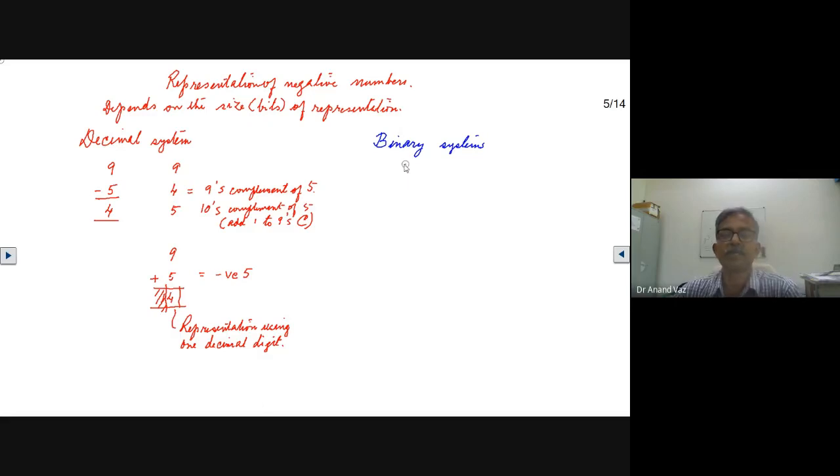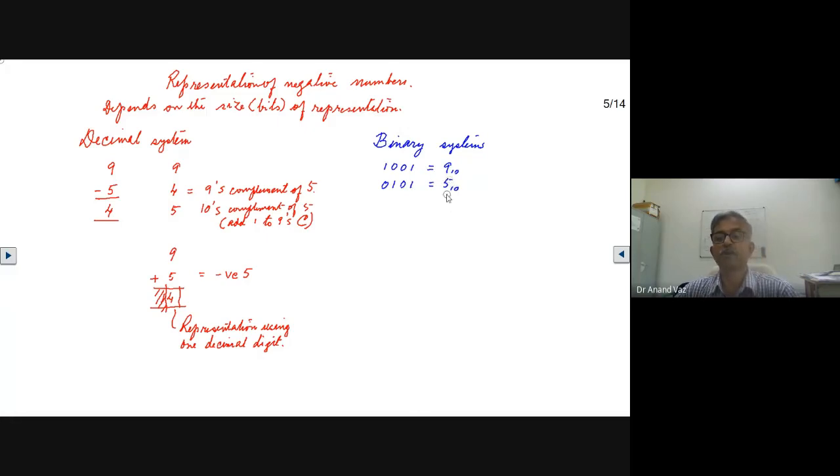So we take 9 as it is, 1, 0, 0, 1. And we have 5, that is 0, 1, 0, 1, and this is 5. Now this is the representation in the decimal domain.